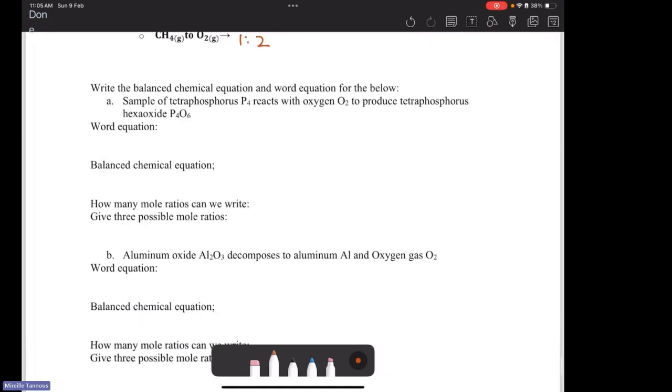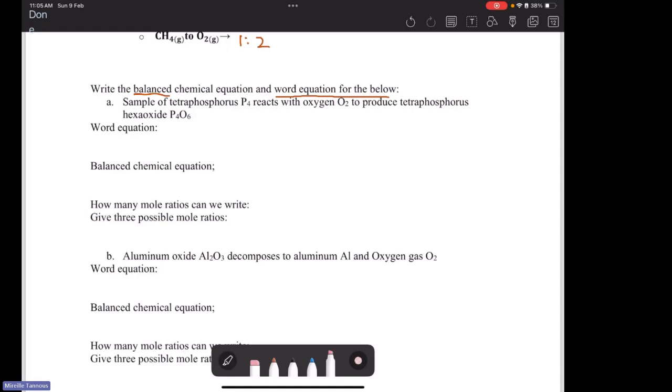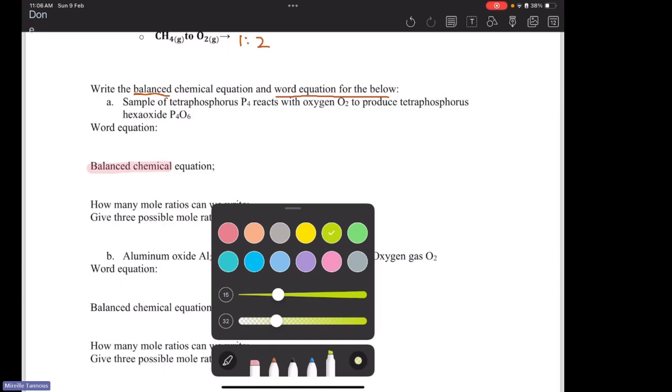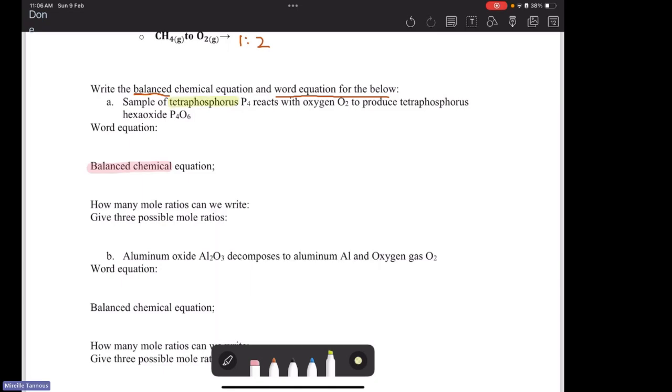Now, last two questions. Write the balanced chemical equation and word equation for the following. So, when you are reading this, be careful to highlight the formulas in order to write them in the balanced chemical equation and to highlight the names so that you can write them in the word equation. So, let me start with the names. A sample of tetraphosphorus reacts with oxygen to produce tetraphosphorus hexaoxide.